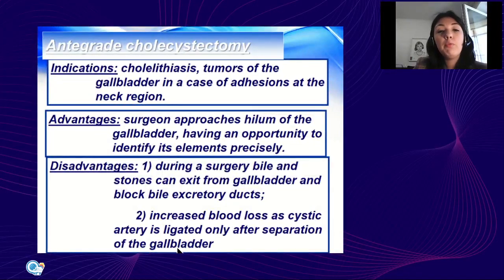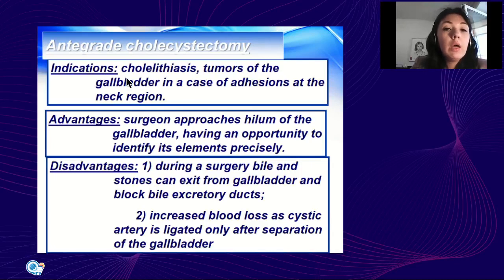Antegrade cholecystectomy is performed when there is an adhesive process, when we cannot reach the cystic duct. Visualization of the cystic duct and cystic artery is impaired, and then we start from the fundus. It is antegrade cholecystectomy. It is used in case of cholelithiasis, also tumors of the gallbladder, and in case of adhesions at the neck region. So it is not an operation of choice. The operation of choice is always retrograde cholecystectomy. Whenever it is possible, we should perform retrograde. But if it is impossible, and we anyway should perform a surgery, we perform antegrade cholecystectomy.